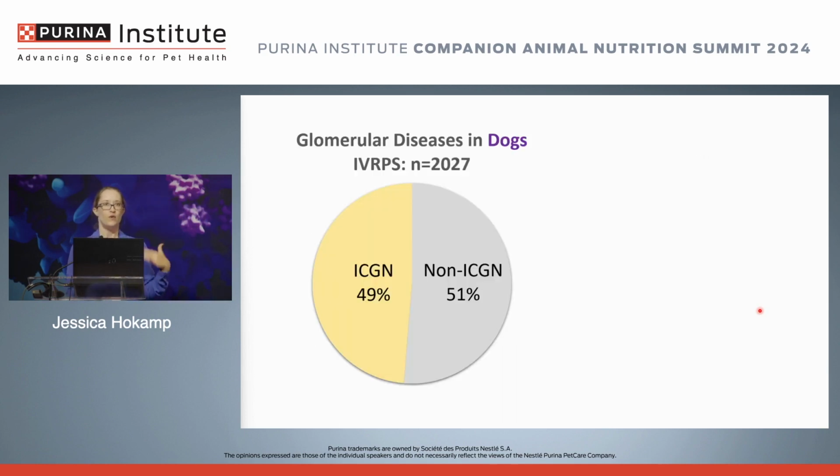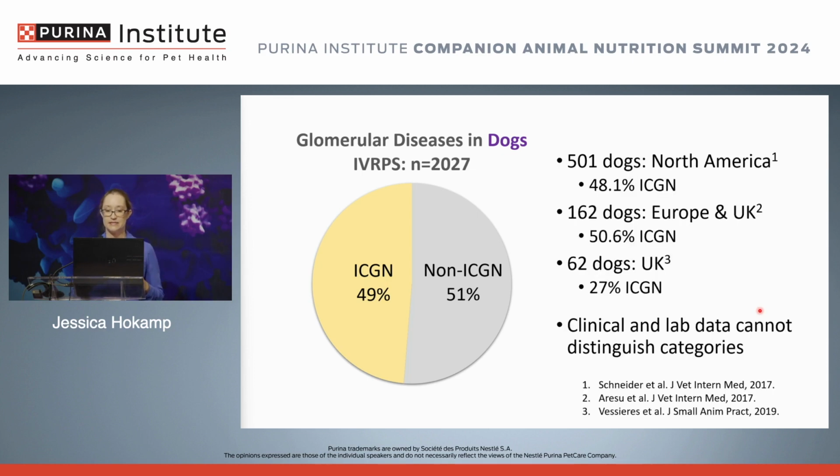So when we look at glomerular diseases in dogs through the IVRPS, we look at those major breakdowns, and we see about a 50-50 split of our cases in our database of ICGN versus non-ICGN. So again, it's really hard for us to say, well, most of the biopsies that we get are from ICGN. We cannot say that. We have a pretty equal split of these diseases in our patient population.